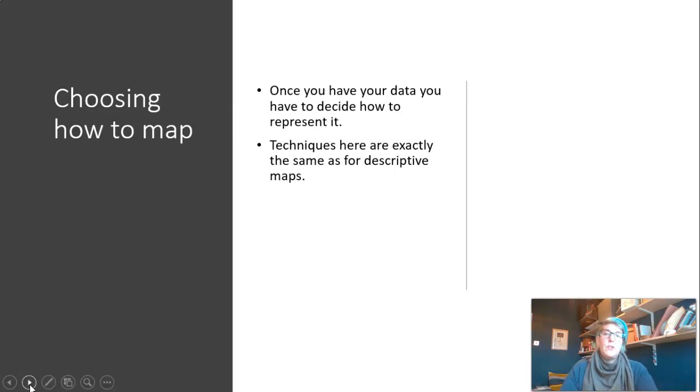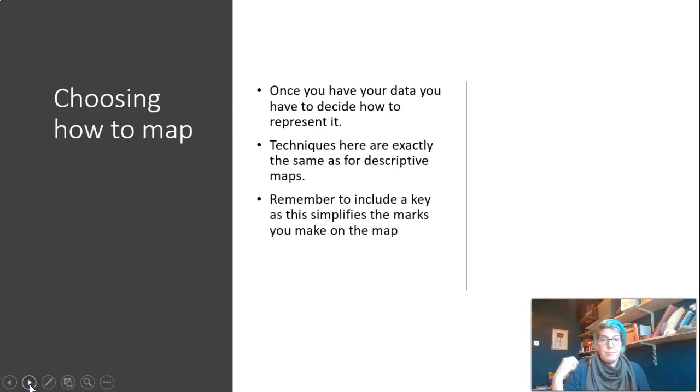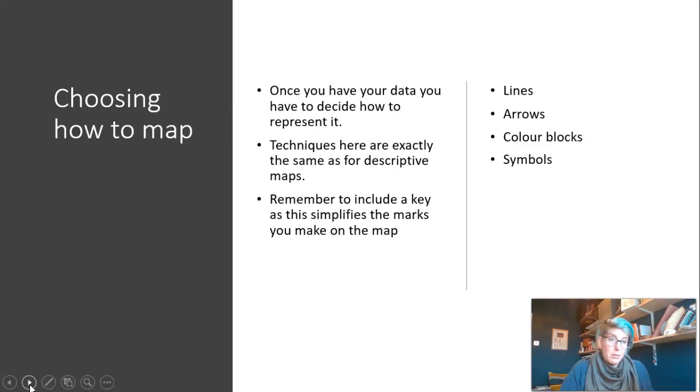The techniques that you use for describing analytical data are the same ones as you would use for descriptive data. So it's usually the same things: colouring in blocks of areas, adding lines and dashes and arrows. If you think about the role of a key, you can use symbols and colours and lines on the map, and then you can describe what they are in a key in the same way as you would do on a lot of the examples that I've shown you today. So we're talking about lines, arrows, colour blocks, symbols.